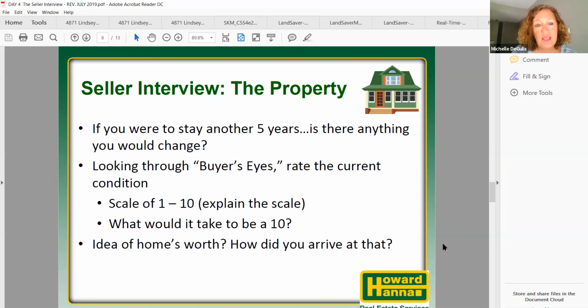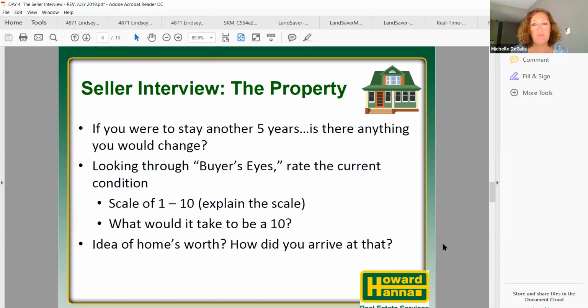Another zinger question that I like to use a lot is, okay, seller, let's look at this house. Let's use our buyer's eyes on this house. You're out looking for homes currently, because we're trying to sell your home and you want to buy a home. What are you looking for when you go into a home? So let's talk about your home. You're walking in here as the buyer. How would you rate the current condition of this home? On a scale of 1 to 10, why don't you tell me what you would rate this home?